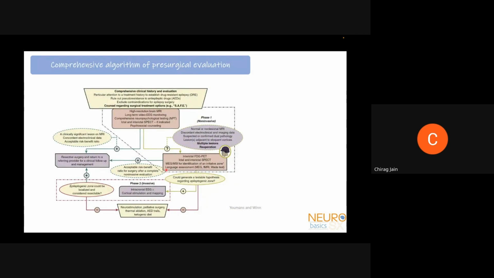Right, so this is the comprehensive algorithm for pre-surgical evaluation. It looks slightly scary, but nothing to worry about. As we discussed, there is phase 1 and there is phase 2. When a patient comes in with drug-resistant epilepsy, a comprehensive clinical history and evaluation is the most important thing first. First, establish it as drug-resistant epilepsy, establish that the patient is taking anti-epileptic drugs properly, and rule out any contraindications for epilepsy surgery.